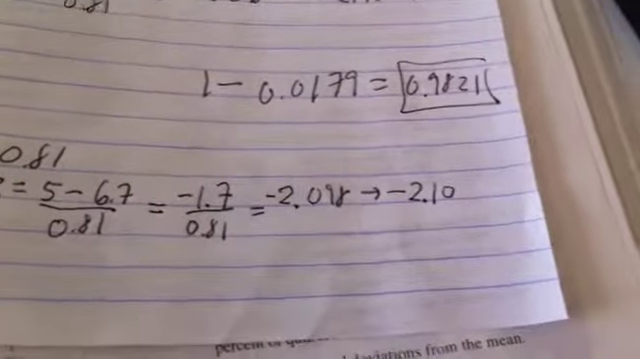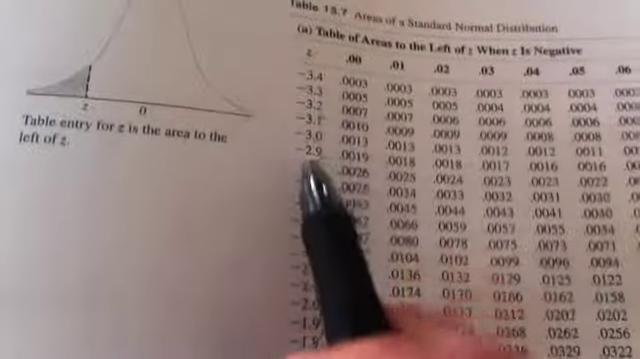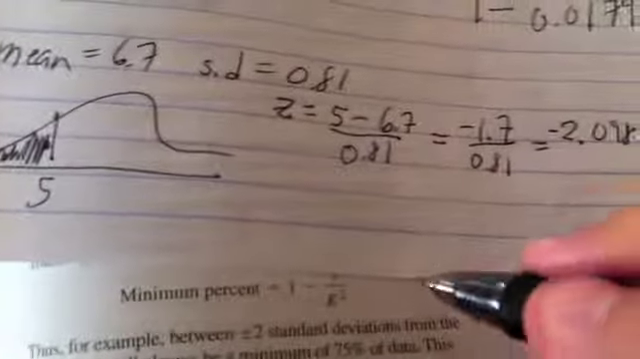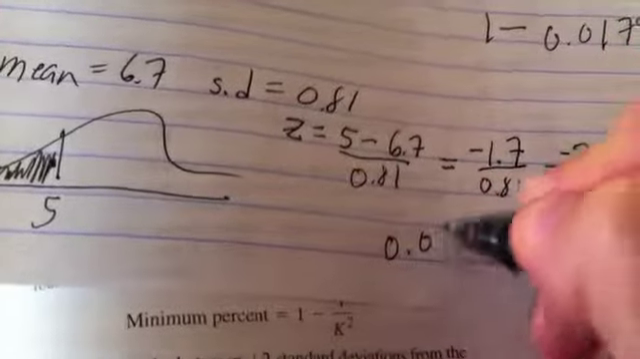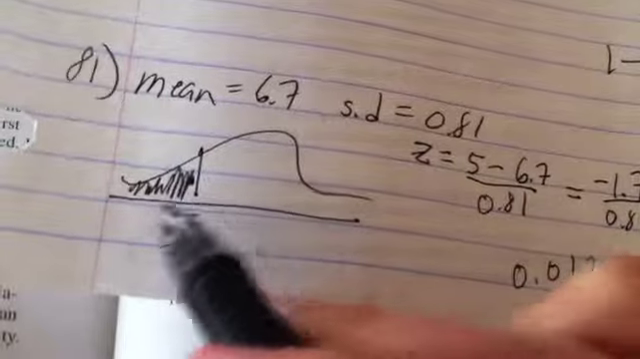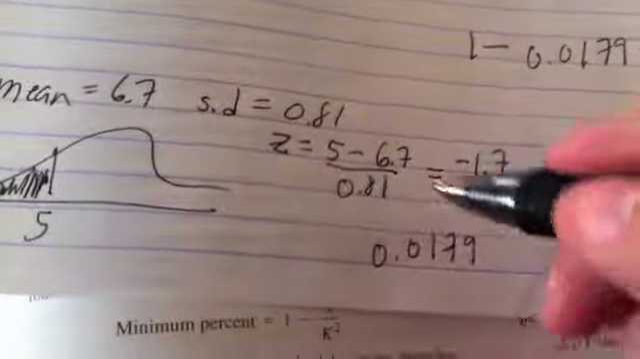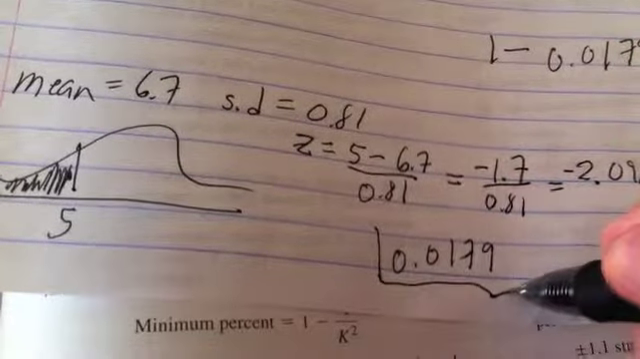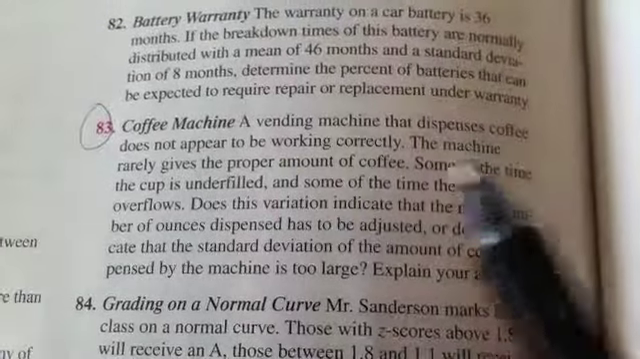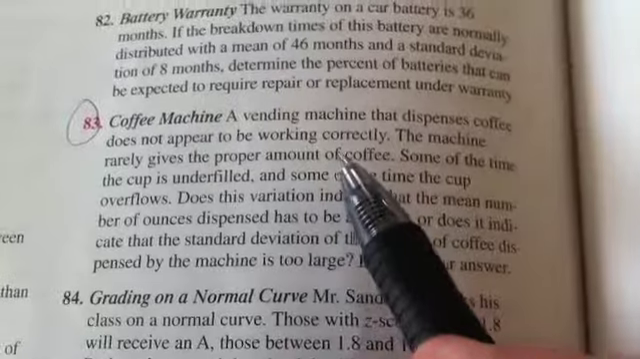Now I'll take it to my table, looking at the negative z-scores. Negative 2.10 is 0.0179. So 0.0179 from my table, and because it's less than the value I'm looking at, this is the score I want. I am done. So this one says a vending machine that dispenses coffee does not appear to be working correctly.